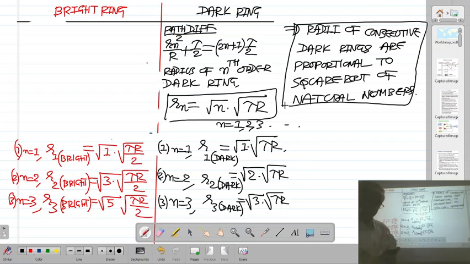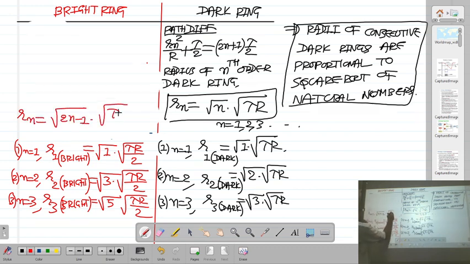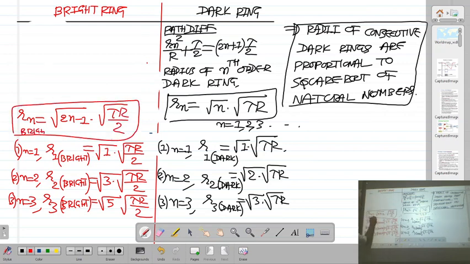Suppose you are asked, okay, so we have derived the equation for the radius of the bright ring, which is under root 2n minus 1 under root lambda r by 2, and the radius of the dark ring is given by under root n under root lambda r. So please remember these equations for examples or objectives. The radius of the bright ring Rn is under root 2n minus 1 under root lambda r by 2, where n is the bright ring number or order of the bright ring, and the radius of the dark ring Rn is given by under root n under root lambda r. I will give you a small exercise.